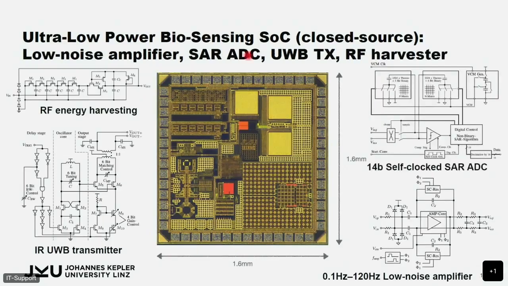In order to do such a chip, you need a lot of different things. You need pure play RF, like RF energy harvesting, an ultra-wideband transmitter running at 7 gigahertz. So you need RF support, you need inductors, all those things. Then you need analog capabilities, like a low noise amplifier, and then mixed signal. For example, here we put the 14-bit self-clocked SAR ADC. So this is ongoing work. We will continue and extend these activities.